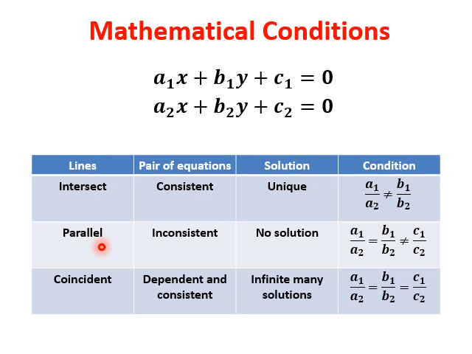Similarly, they will be parallel and the pair of equations will be inconsistent and no solution will be there if this particular condition is there: a1 by a2 is equal to b1 by b2, but it is not equal to c1 by c2. Similarly, if these ratios are the same, a1 by a2 equal to b1 by b2 equal to c1 by c2, then we will have many solutions and the lines will be coincident, means they will be lying one over another. Such a solution is dependent and consistent.